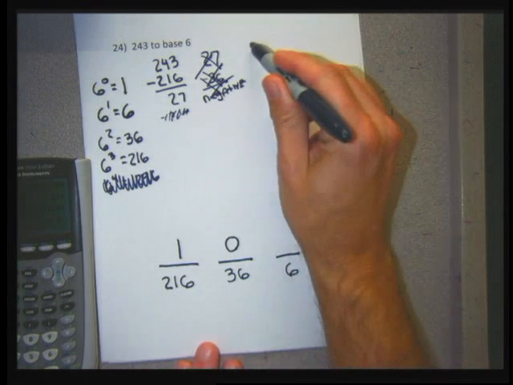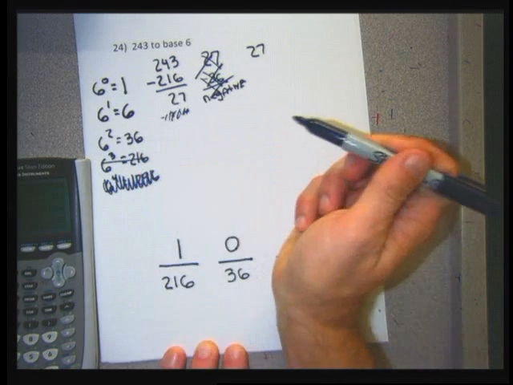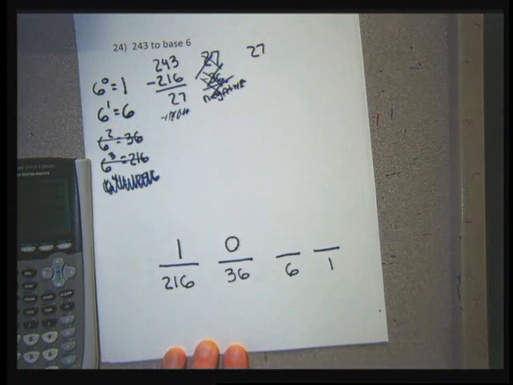Still working with the 27 because I haven't subtracted a number from the 27. I'm done with the 216. I was able to subtract it once. I'm done with the 36. I wasn't able to subtract it at all. Now I'm going to work with the 6.